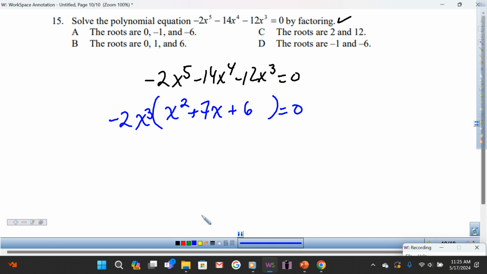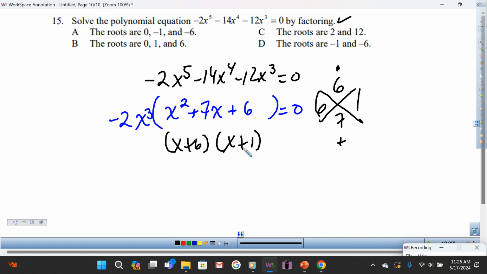So far, so good? Can we still factor inside of the parentheses? 6 and 7. Factors of 6 that add up to 7. 6 and 1. So my factors are x plus 6, x plus 1. Bring down the negative 2x cubed. And all that equal to 0.